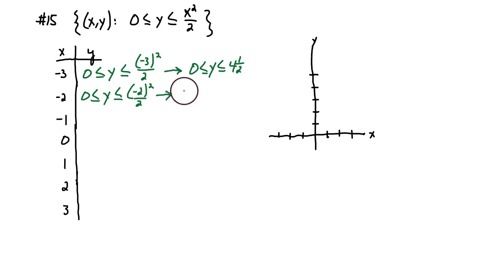And see what this makes. 0 is less than or equal to y, which is less than or equal to... Negative 2 squared is 4, and 4 divided by 2 is 2. Okay, the next row.